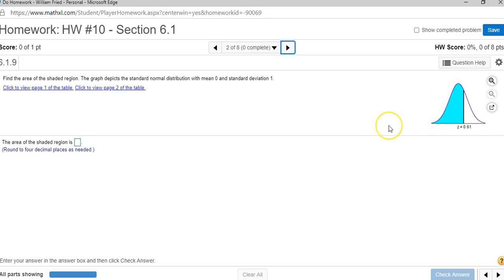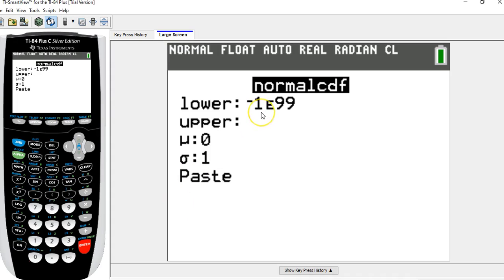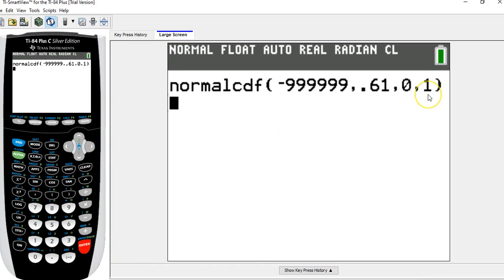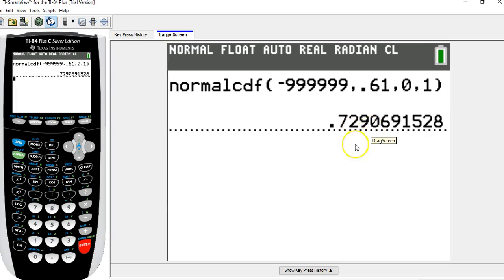So to get the area, we're going to take sort of a negatively infinite number, which on the calculator, actually this negative 1 times 10 to the 999, that probably works. But I like to enter a negative, and be careful, use this negative down here, negative 999999. The upper value is 0.61. That was where that z value was. For the standard normal, the mean mu is 0 and the standard deviation sigma is 1, so you can keep those. When I hit paste, this is what you could enter if your stat wizard were off. And when I hit enter, the calculation comes up about 0.729 to 3 decimal places.